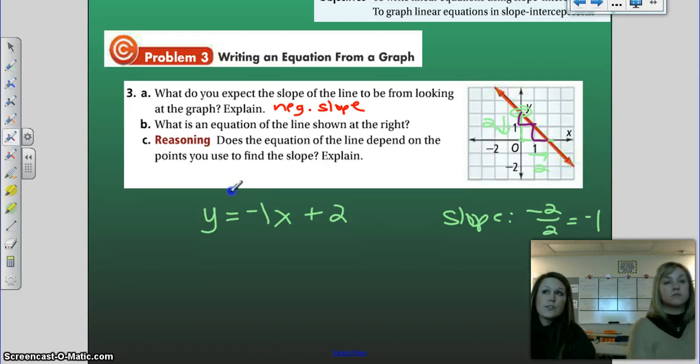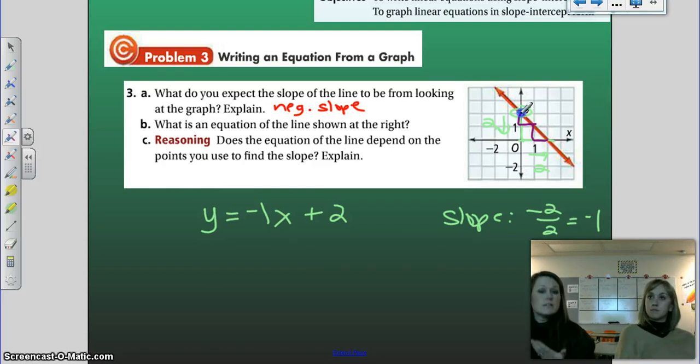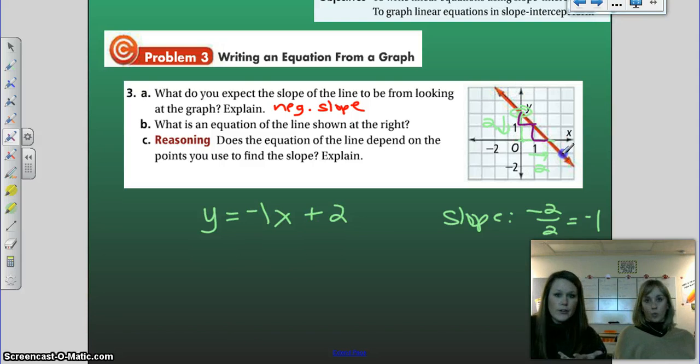Now, does the equation of the line depend on the points you used to find the slope? Exactly what we just said. It didn't ultimately matter, because when we simplified, we got -1. It was down 1 over 1, down 2 over 2, down 5 over 5. It doesn't matter, because it all simplifies to -1. You got it.